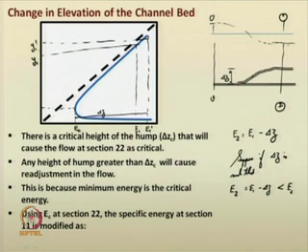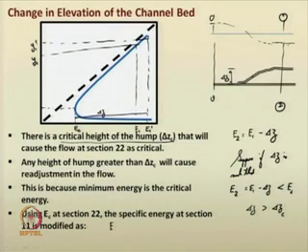So, y1 dash, the depth of flow will just change. If the critical height of the hump, del z c, that will cause the flow at section 2 is encountered, or if your del z is greater than del z c, then you have to readjust the flow. So, any height of hump greater than z c will cause readjustment of the flow. This is because you have to change the energy at the upstream section.